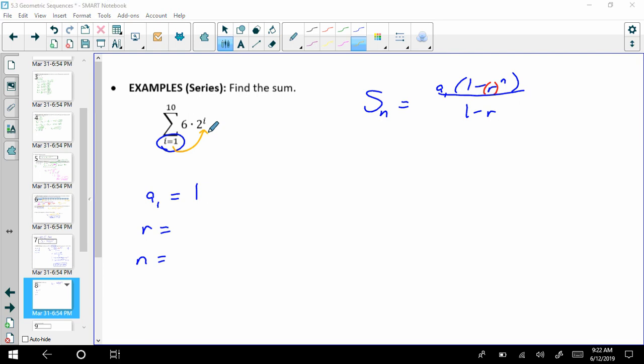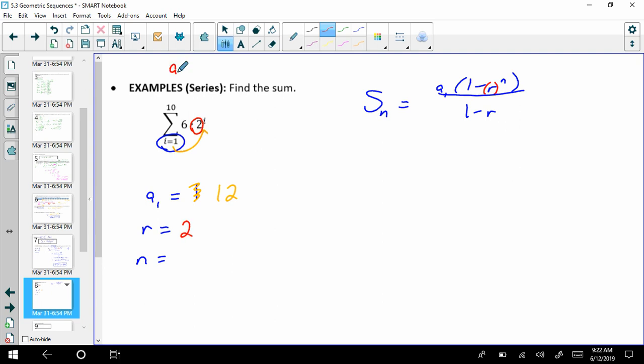If we plug 1 in, what would that be? Well, 2 to the first is 2 times 6. It turns out the first term is 12. So now I need to know what are they multiplying by each time. I need to know what r is. Well, I'll let you in on a little secret. I can tell just by looking at it, r is 2. Well, how do I know that?